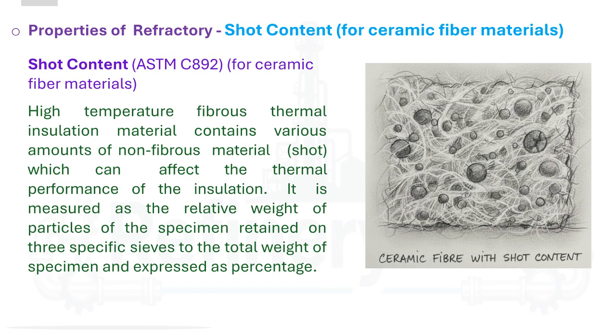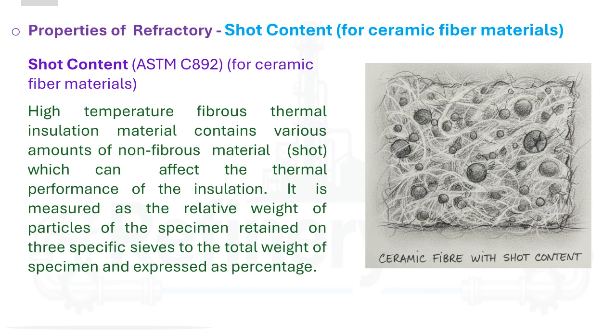The particles retained on each sieve are weighed. This is the short. The total specimen weight is also measured, and the percentage of short is calculated by dividing the short weight by the total weight and multiplying by 100. What do the numbers tell us? Modern, high-quality fiber blankets usually specify short content of less than 5 to 8% by weight. Anything above 10% is considered excessive and will negatively affect insulation performance.